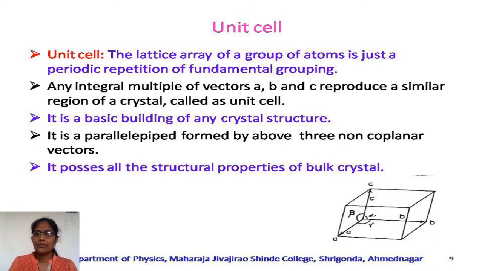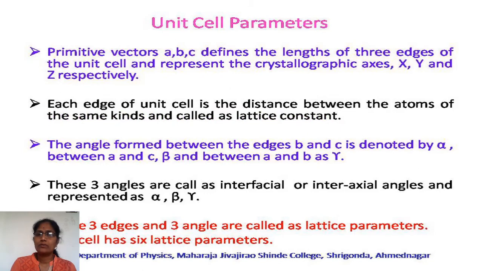In this diagram, a unit cell is shown. Its lengths are A, B, C as shown in the figure, and the angle between edges B and C is represented as alpha. The angle between C and A is represented with beta, and the angle between B and A edges is represented with gamma. So the three angles alpha, beta, gamma, and the three edges A, B, C represent the lattice parameters of the unit cell.